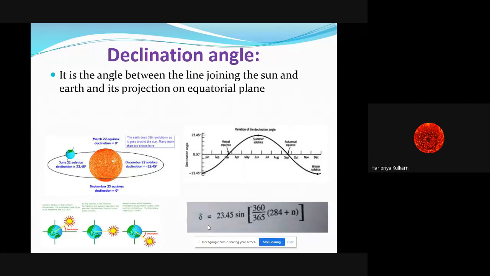Now the formula for this declination angle is 23.45 into sine of 360 upon 365 into (284 plus n), where n is the number of days. Actually there is a derivation for this delta, but you don't have this derivation as per your syllabus. We only have to solve some numericals, so I'm directly going to the formula. This 360 is 360 degrees, 365 is the number of days in a year, 284 is a constant, and n is the number of days.